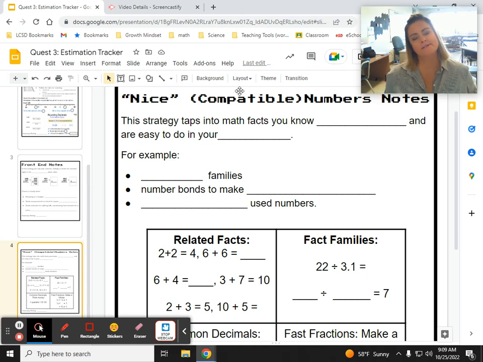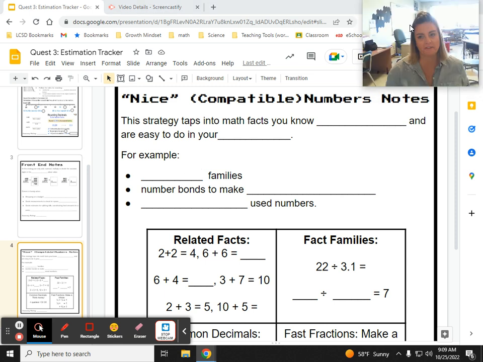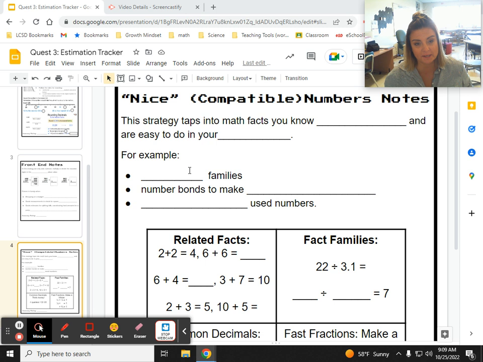Okay. Our last strategy that we're going to really focus on is nice numbers. They might have been called friendly numbers in the past. If we wanted to be super mathy about it, I would call them compatible numbers. And this strategy taps into your math facts you know well.